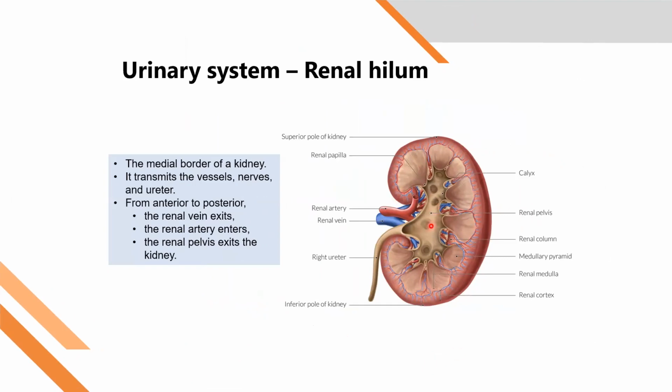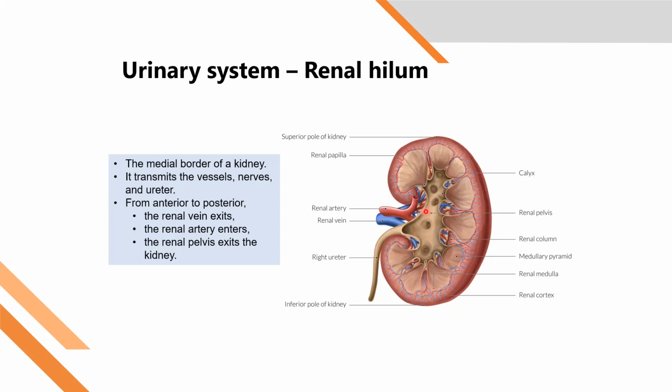The renal hilum. Okay, this is the renal hilum. It's the medial border of a kidney. It transmits vessels, nerve, and ureter from anterior to posterior. Okay, the location, what are the structures? The anterior most is the renal vein, and then the renal artery, and the posterior most is the renal pelvis.